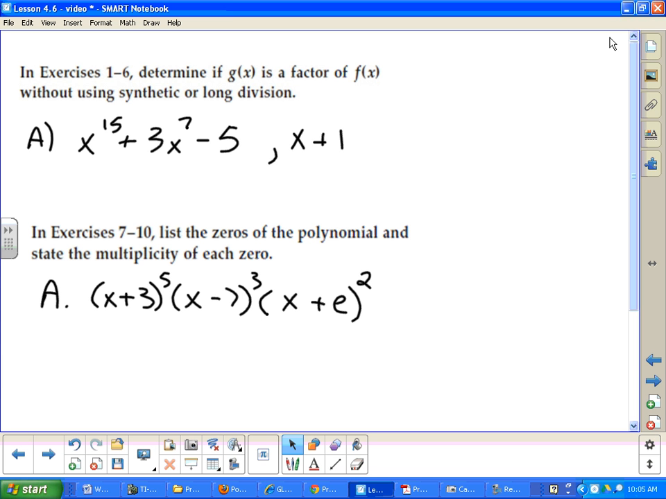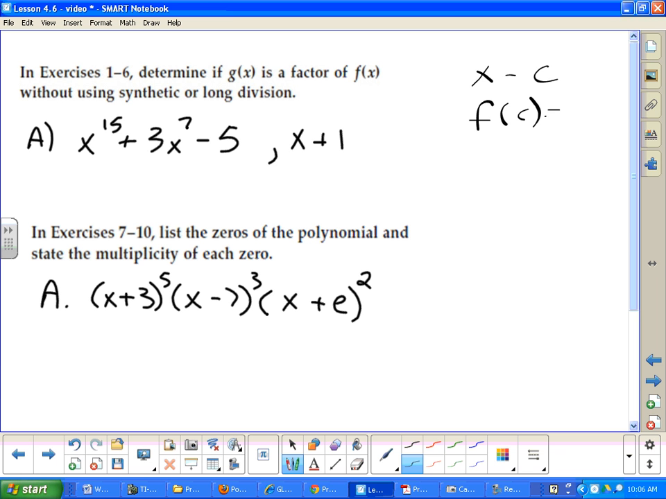So first of all, some of the things we want to be reminded of is how do I know if something is a factor or not? I know something's a factor if I plug in the 0 for that factor and I get 0. For instance, all factors are written in the form of x minus c. So we want to know, if I put c in for x, will I get 0? If I get a 0, then we know it's a factor. If I don't get 0, then it's not.